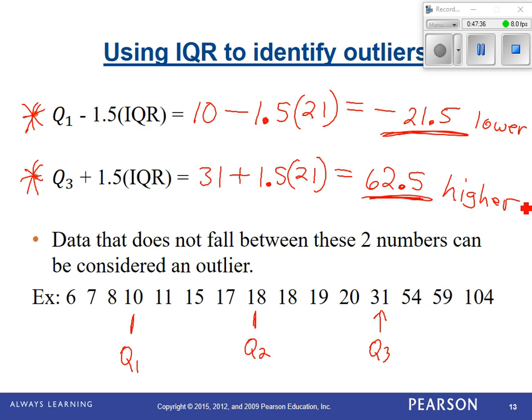Yeah. So what do we know about 104? It's an outlier. Now, you look, 62.5, 59 is really close to that, so 59 is close to being an outlier, even though it's not considered an outlier. It's close to being way out there. It's almost higher than 62.5.